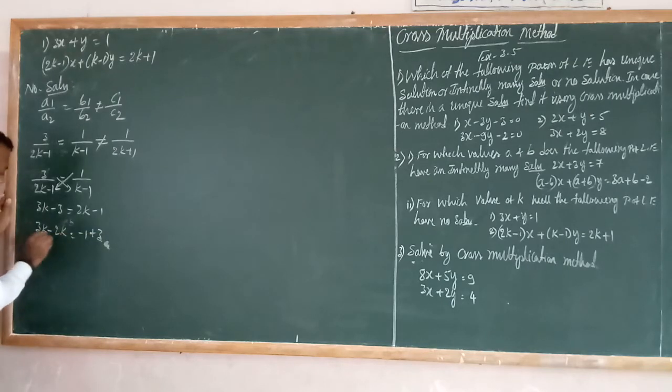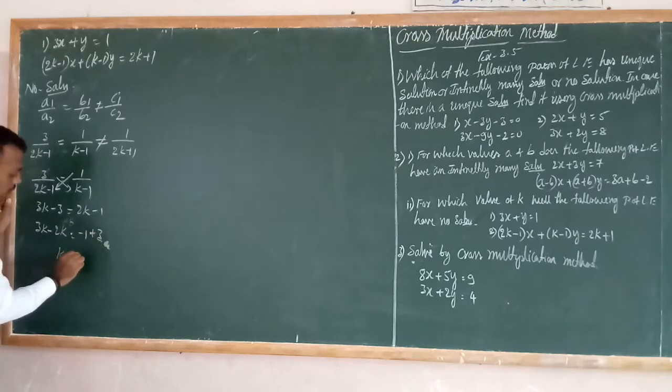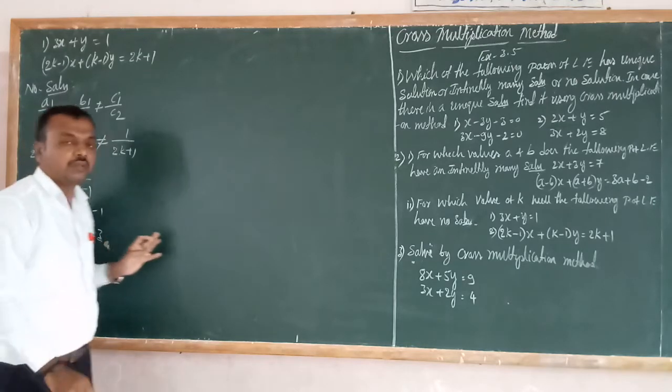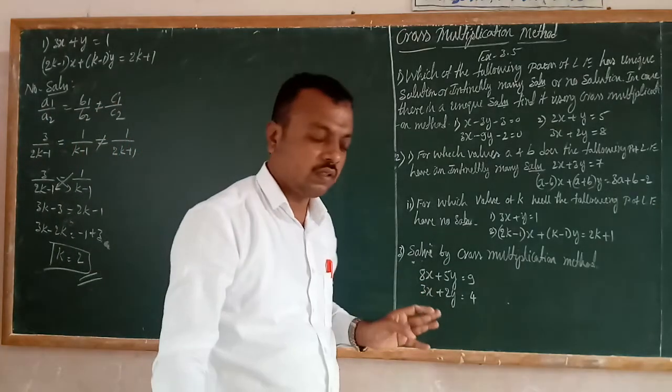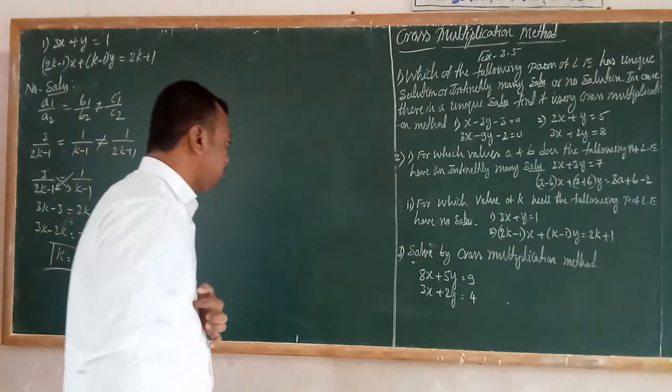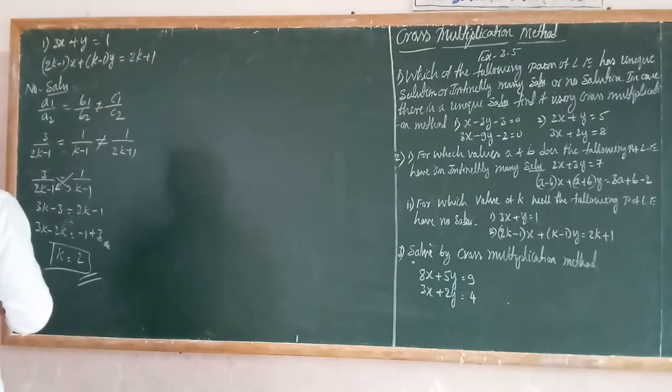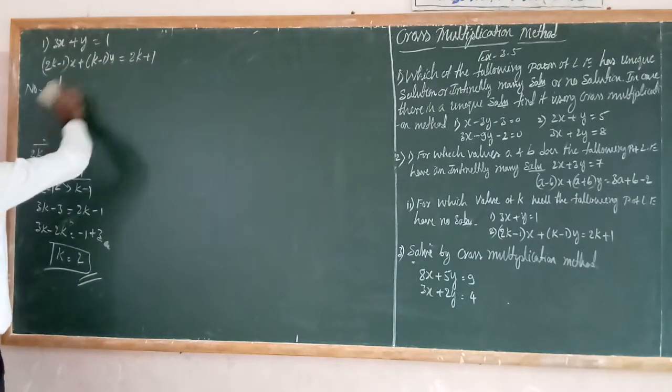So 3k minus 2k becomes k is equal to minus 1 plus 3, it becomes 2. 3 minus 1 is 2. Therefore k value is 2. Very simple. Did you understand? Yes. So now next one. Third one, I will go to question number 3.